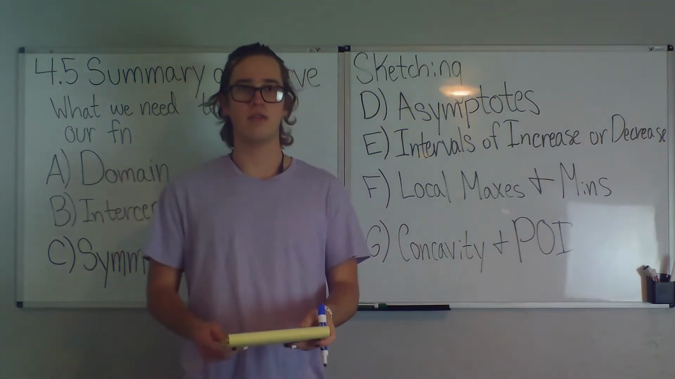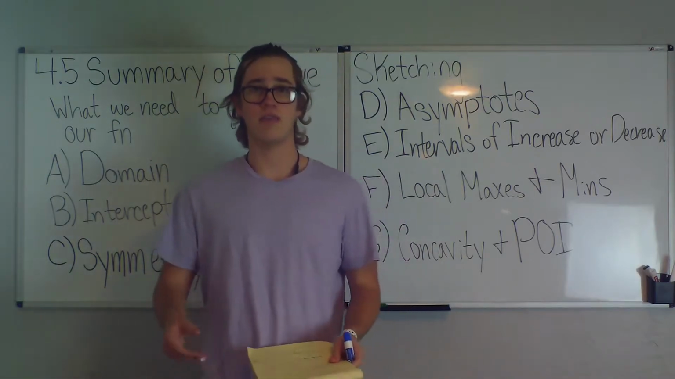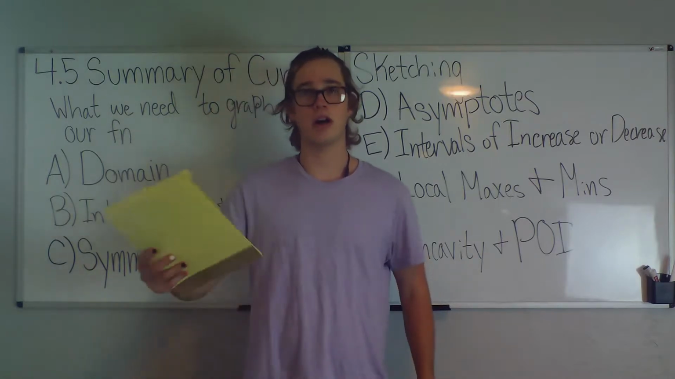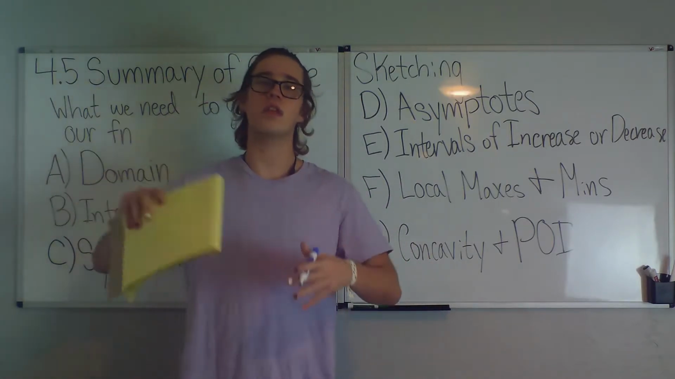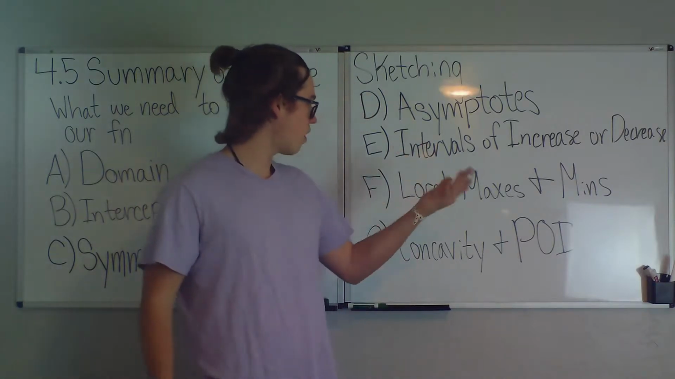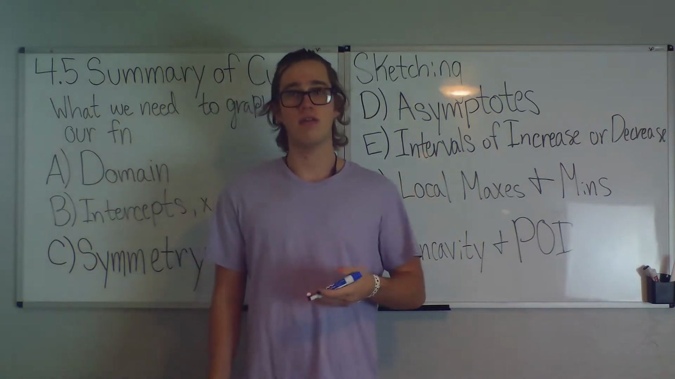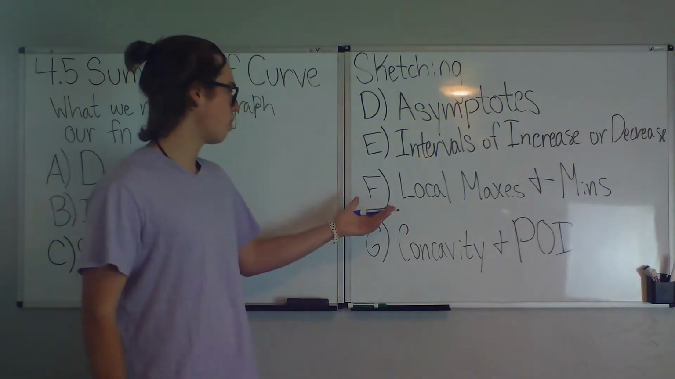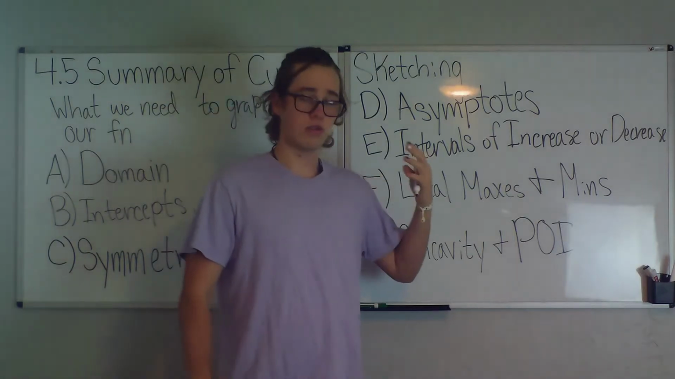Well, we know how to find those from our chapter 4 material. It is taking the derivative and plugging in numbers, and if it's positive, it's increasing on that interval. If it's negative, it's decreasing on that interval. And then, to follow into our next point, if it's 0, that would be a local max or a local min. So, into our sixth part, we need to know our local maxes and mins.